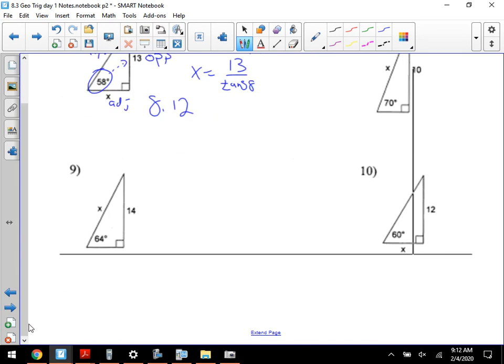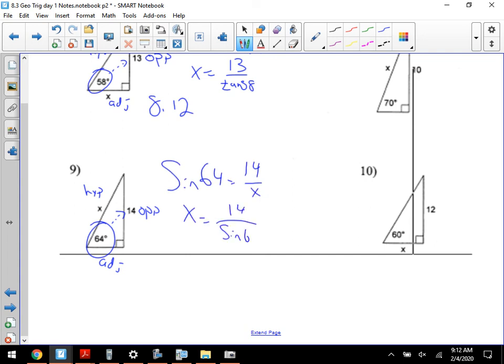I'm just going to go here to 9. On number 9, hopefully you used sine. You get 14 over the sine of 64. 15.58. Yeah, 15.58 for number 9.